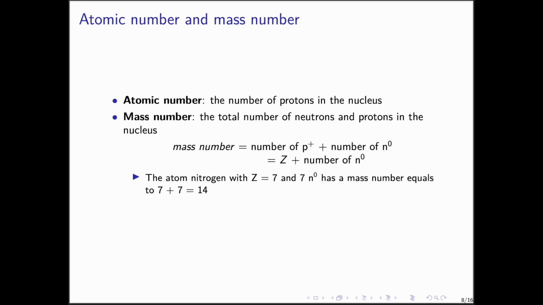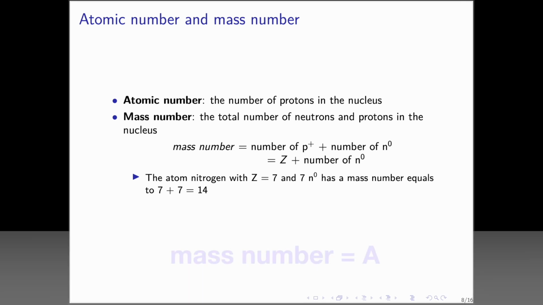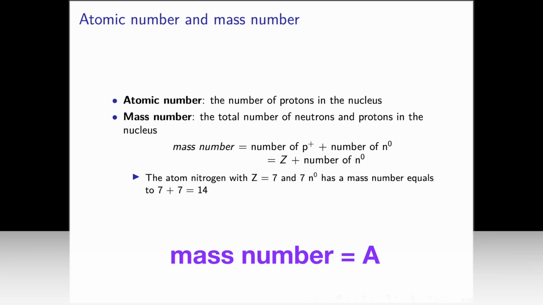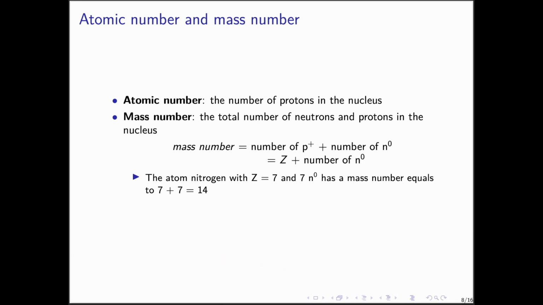Every atom is identified by 2 numbers, the atomic number and the mass number. The atomic number, noted as Z, is the number of protons in the nucleus. It determines which element the atom belongs to. The mass number, noted as A, is the total number of protons and neutrons. We can calculate it as A equals Z plus the number of neutrons. For example, a nitrogen atom with 7 protons and 7 neutrons has a mass number of 14.